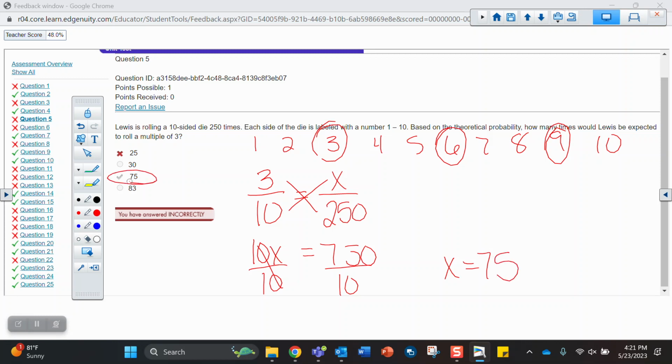You could also do 3 divided by 10 in a calculator. 3 divided by 10 is 0.3. So you have a 0.3 or a 30% chance of rolling a multiple of 3. And then you can take that 0.3 and multiply it by 250, and you will also get 75. So 2 different ways there to solve that one.